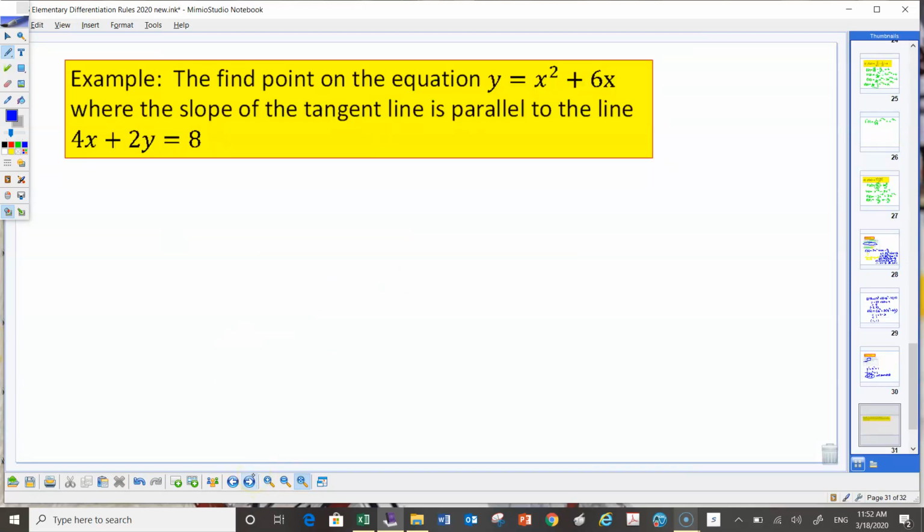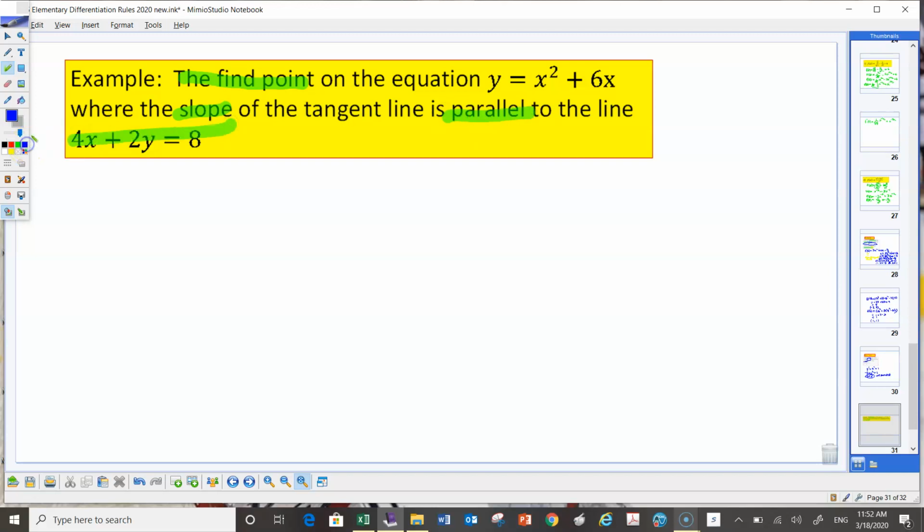All right, last question says, the point on the equation y equals x squared plus 6x, find the point. So again, we're asked to find the point on this equation where the slope of the tangent line is parallel to the line 4x plus 2y equals 8. There's a lot of information provided here, but when you're asked to find the point where the tangent line has a slope, they must be giving you the slope somewhere in the question. Well, they say your tangent line is parallel to this line here.